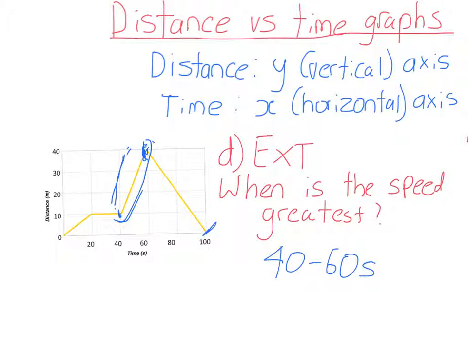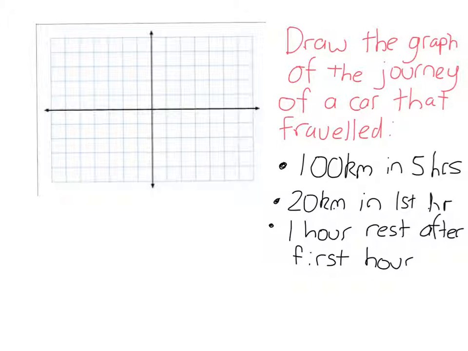Okay, now we're going to go through drawing your own graphs. This is the kind of question you need to be able to do. Draw the graph of the journey of a car that travelled 100 kilometres in 5 hours, 20 kilometres in its first hour, and had a 1 hour rest after the first hour.